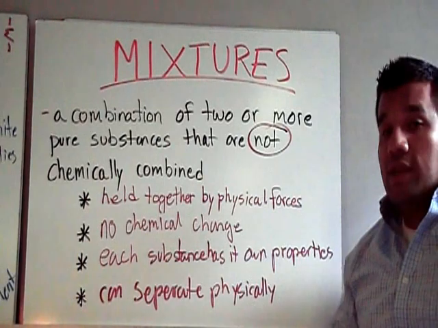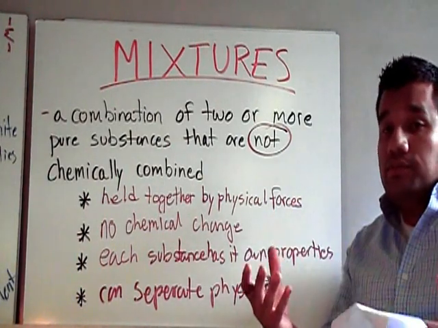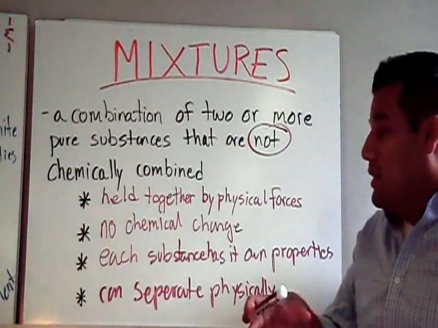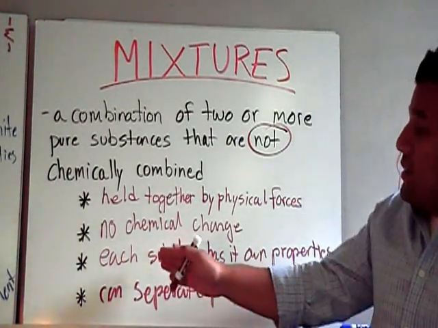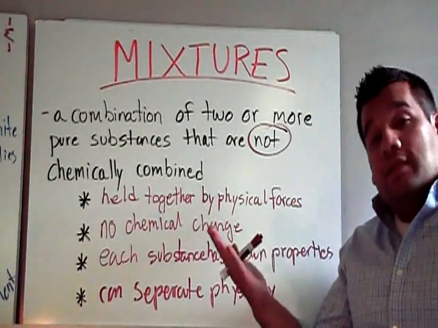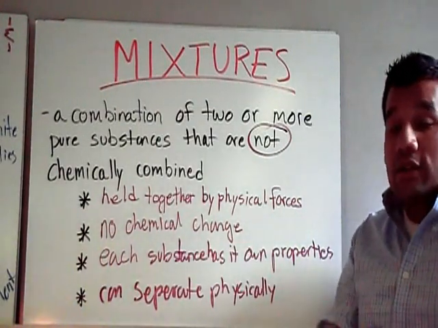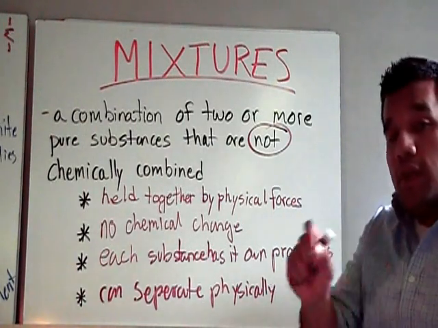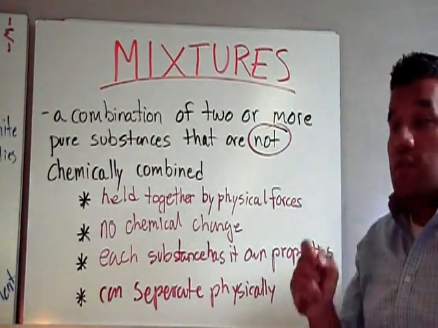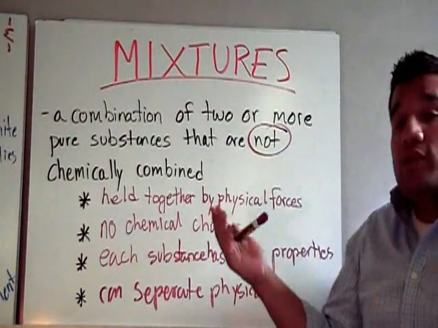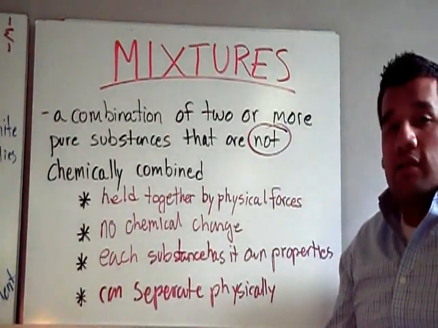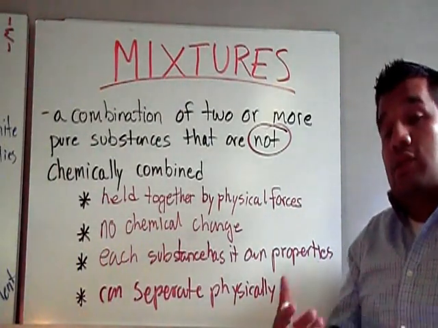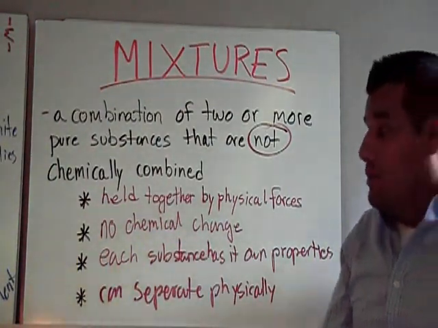There's been no chemical change. We didn't make anything new. All this stuff is still there. It's just now combined together. Each substance has its own properties. That lettuce is still lettuce. That carrot is still a carrot. Nothing's changed. And again, we can separate it physically by physically picking out those pieces. Are all mixtures as easy to separate as a salad? No, there's some mixtures that you have to do a little bit more, but you can still separate it by a physical means.